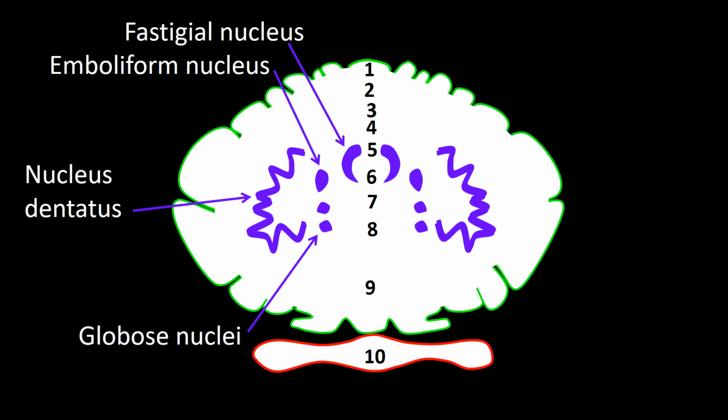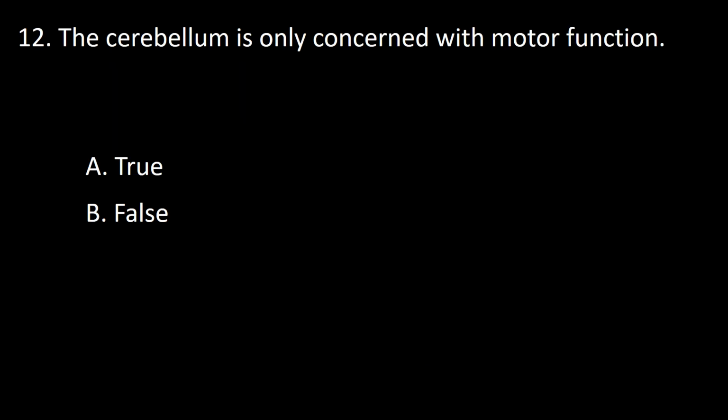The deep nuclei are the only significant output from the cerebellum, as the Purkinje cells are the only output from the cerebellar cortex, with the exception listed while talking about the vestibular cerebellum. Afferent fibers to the cerebellum either directly or indirectly reach the Purkinje cells or the deep nuclei. So the answer to this question is B.